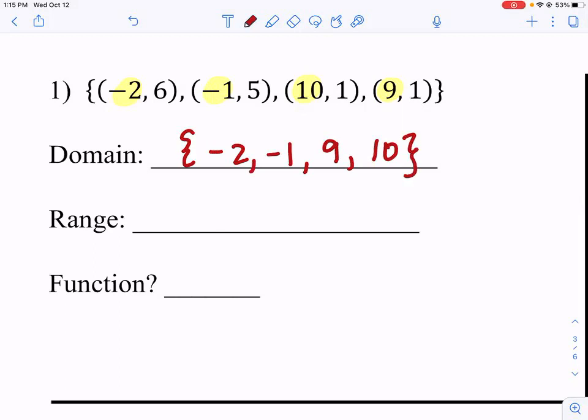Do you see what I did there? How I like numbers in order. Yeah. Kind of obnoxious. Okay. Then if I want my range, I'm going to look at my Y values. Okay, so my Y values are 1, 5, and 6.